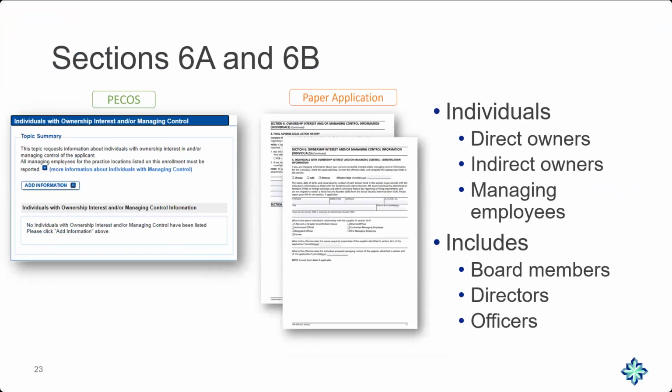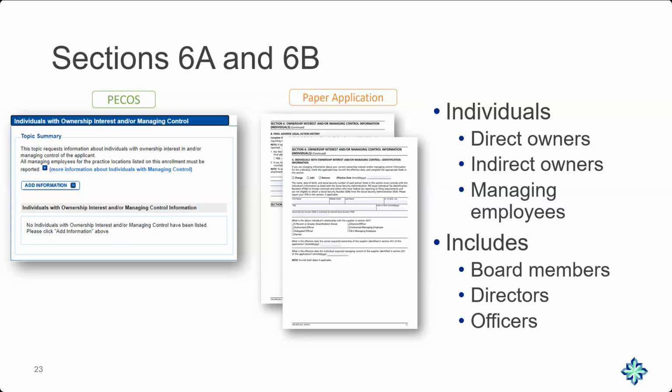Section 6A and 6B, very similar. However, now we're talking about the individual owners. Again, direct owners have direct ownership in the enrolling entity. Indirect owners could be the owners of the entities listed in section 5. So that entity has ownership in the enrolling provider, and the people that own that entity also have ownership or some type of managing control, and they need to be reported.